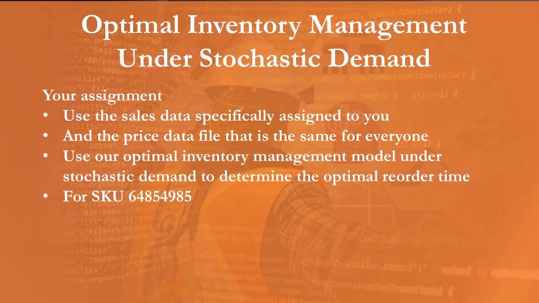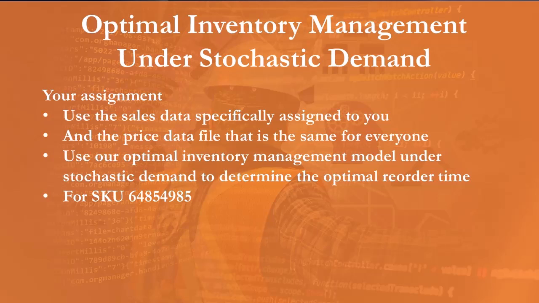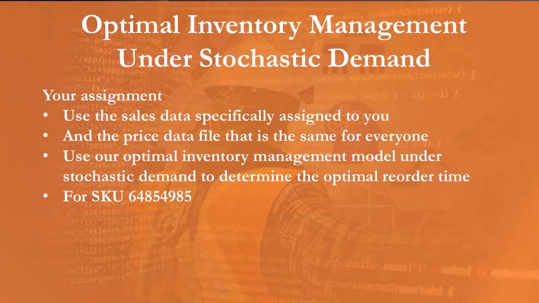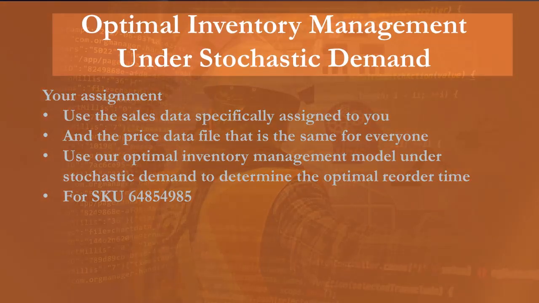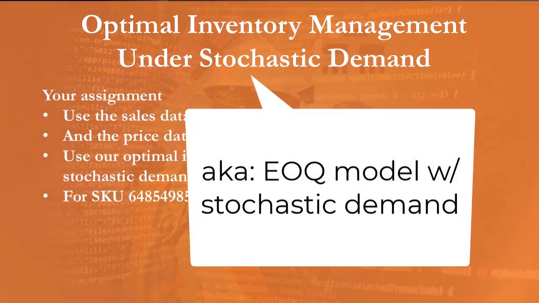Then what you need to do is use the optimal inventory management model under stochastic demand that we studied in class to determine the optimal reorder time. That is the inventory level at which we should trigger a new reorder. And we want to do this specifically for one SKU. Remember, SKU is a stock keeping unit, so this is specifically for one product. What I'm calling the optimal inventory management under stochastic demand here is called the EOQ model with stochastic demand in class.